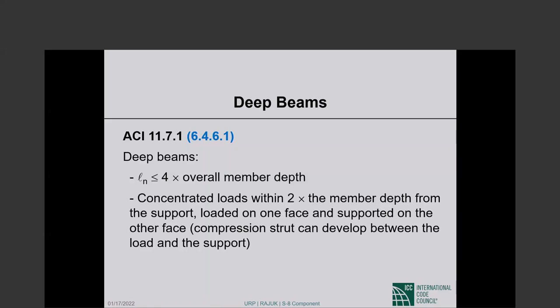So imagine a portion of a beam, let us say the left end is on a support. At some distance away from the support, a concentrated load is applied on the opposite face within twice the member depth from the support face. This portion of the beam is also a deep beam.